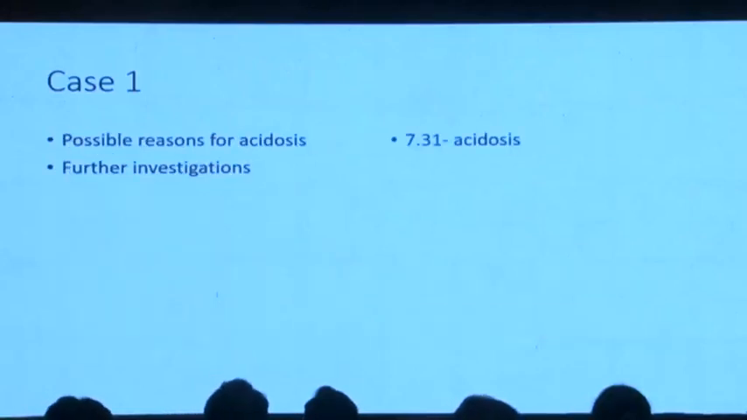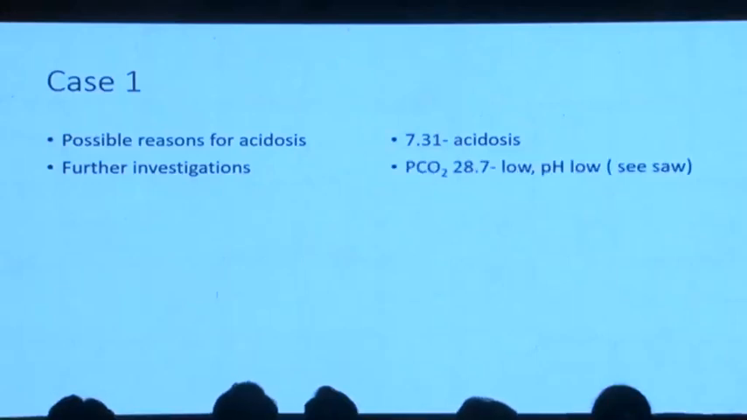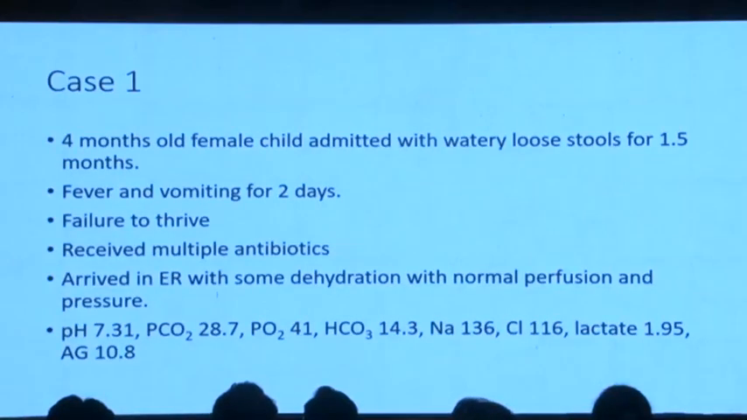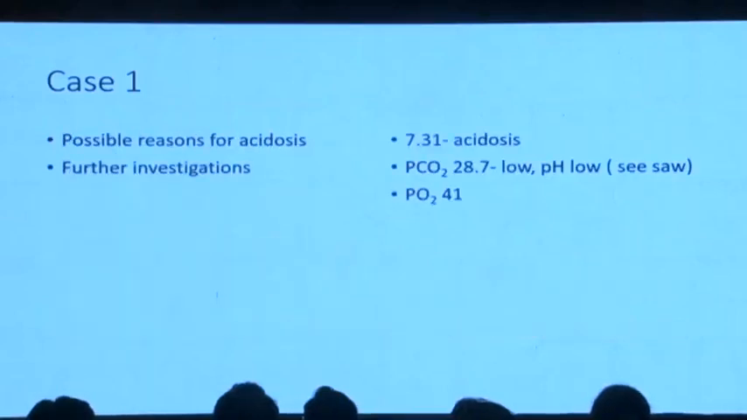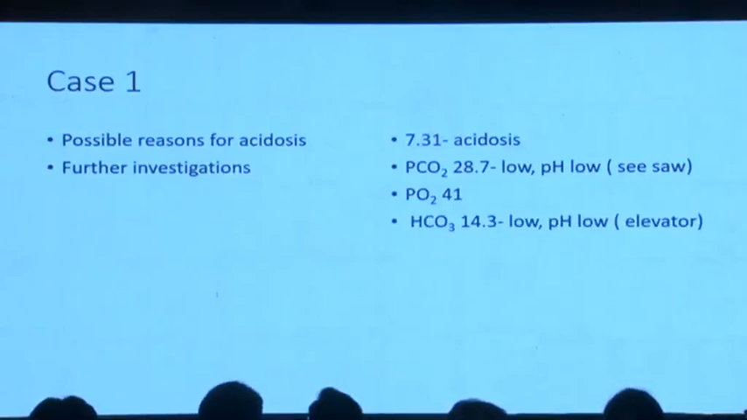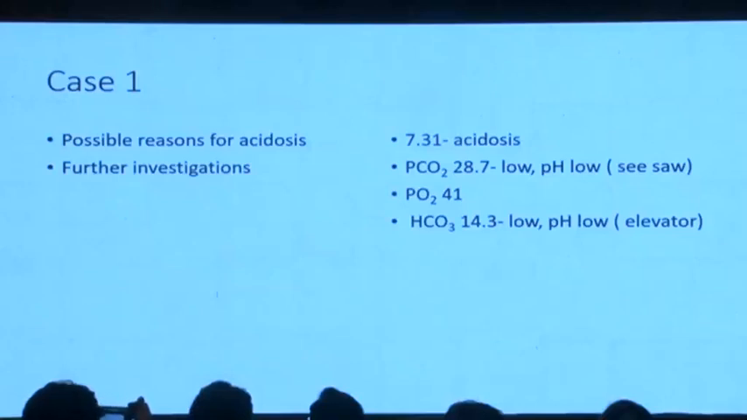So here we have a pH of 7.31, so acidosis we have. CO2 is 28, bicarb is 14.3. So going by what we have learned, CO2 is 28.7. So CO2 is low and pH is low. So it's just the opposite effect, but ideally they should go in opposite directions. PO2 is 41, it is a venous blood gas, and bicarb is 14.3. As we have seen, bicarb and pH go in the same direction. So pH is low, bicarb is low, so it's like the elevator effect. Therefore this points to a metabolic cause here.